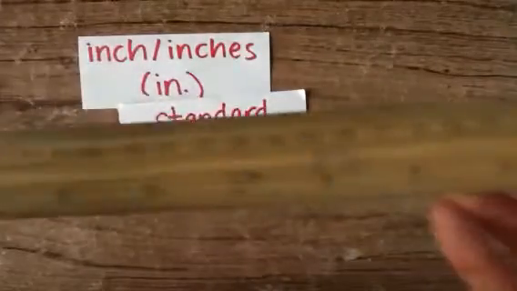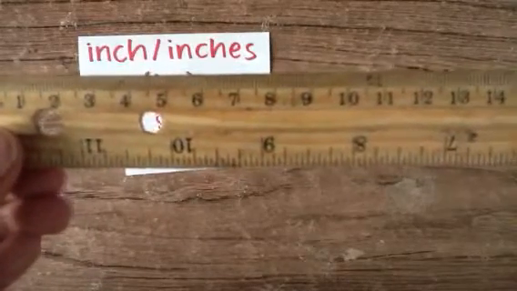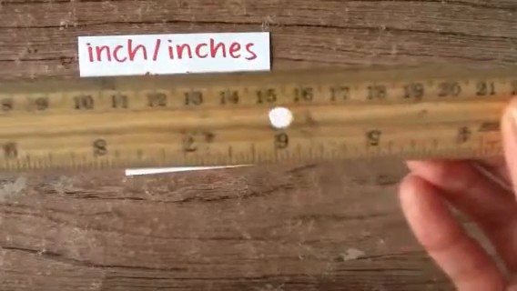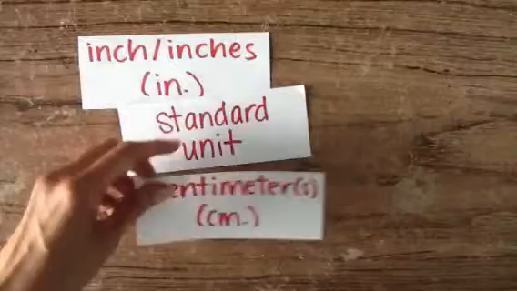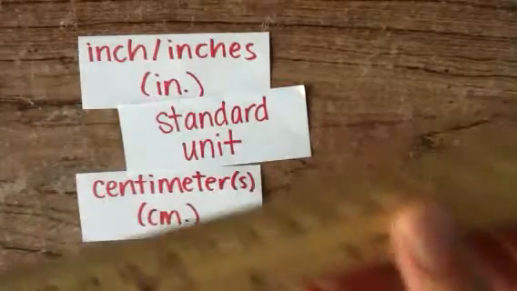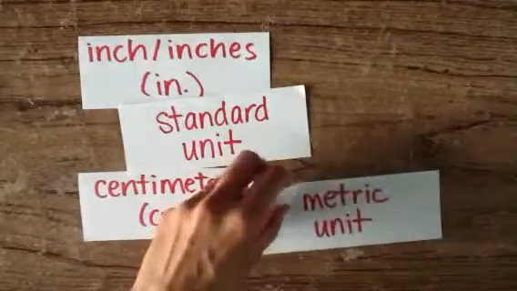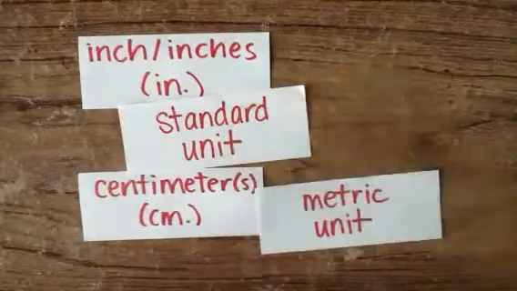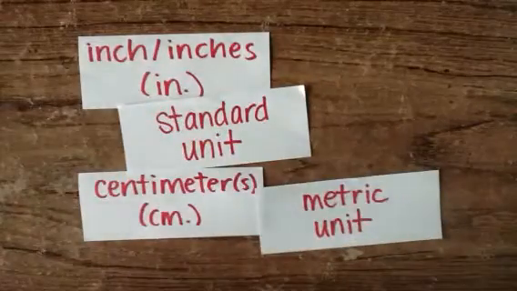Now, if I flip this ruler to the other side, I also see numbers on that side, but I notice that the numbers are a little bit closer together. Now, this side of the ruler measures what? It measures in centimeters. So there's the word centimeters. Centimeters can be abbreviated with cm. A centimeter is a metric unit of measurement. So let's take a look again. On this side, you have inches, and on the other side, you have what? Centimeters.